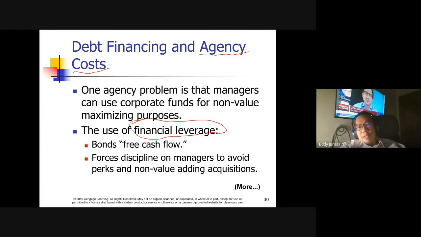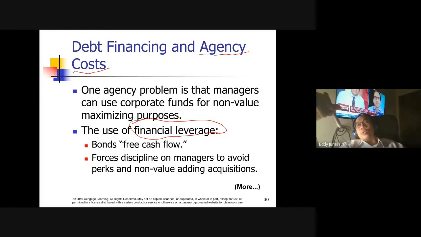What's the main benefit? The main benefit would be lower agency problem, because now your management or your executive would be constrained by the interest expense and principal repayment that he or she has to manage, right? Okay, so the CEO, the CFO, the executive team would be very busy managing the cash flows so that they could repay the debt, right? So they don't have a lot of opportunities to waste the money. Okay, so that's the positive benefit.